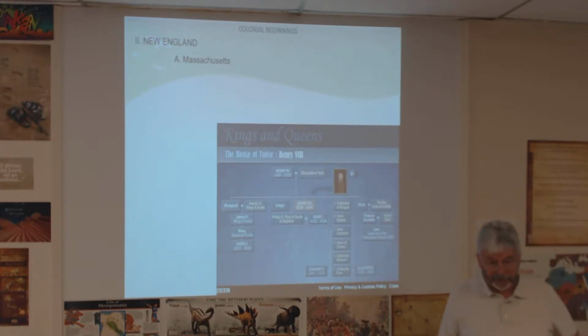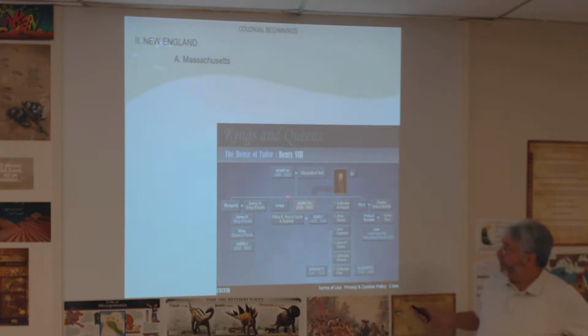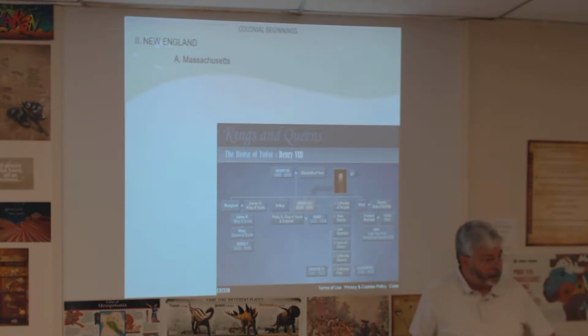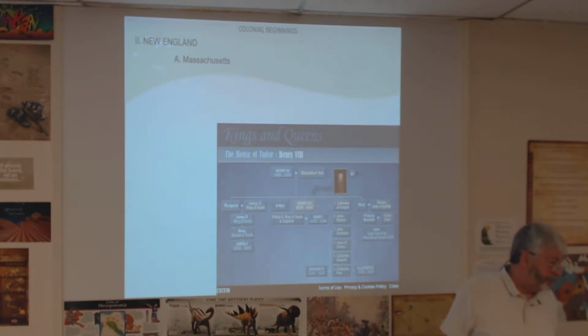So Henry didn't have any choice in the matter. Well, I guess his brother Arthur didn't have much either. But in Henry's case, Catherine was already older. She was older than him, and wasn't very appealing to him either. So when Henry VII died, Henry VIII comes on the throne. He's married to Catherine of Aragon. Okay, so he's going to go with that.